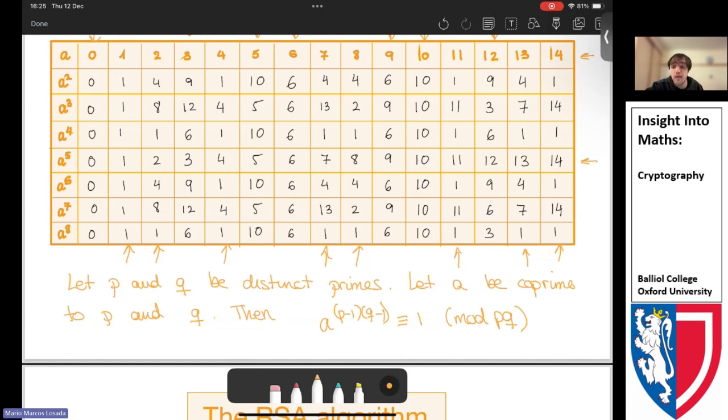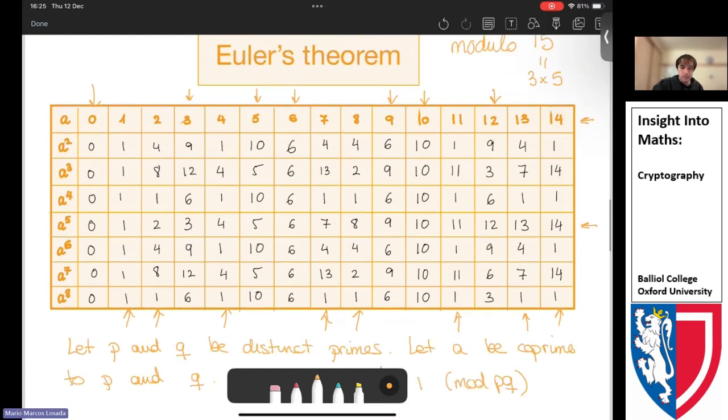Now someone's asking, do similar patterns emerge if you use another modulo, like for example modulo 8, which in this case, I guess, is not a product of distinct primes? The answer is yes. There is always some sort of repeating pattern if you look at the powers of a coprime number. So this is also included in a more general version of Euler's theorem, and if you're interested in that, then definitely take a look at it.